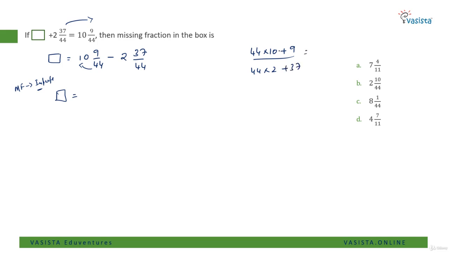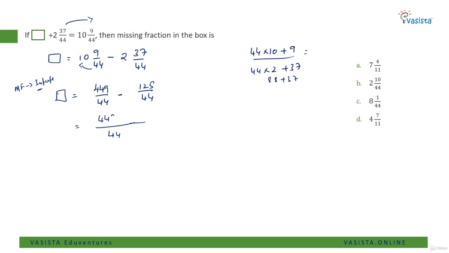For the first, 440 plus 9 is 449. This will become 449/44 minus, now just check here, 88 plus 37 is 125. This will become 125/44. Now take the LCM here. Both denominators have the same number, 44, so 44 is going to be the LCM.